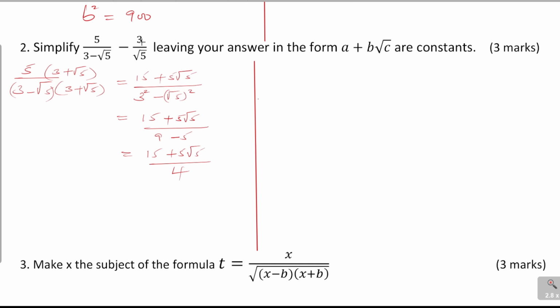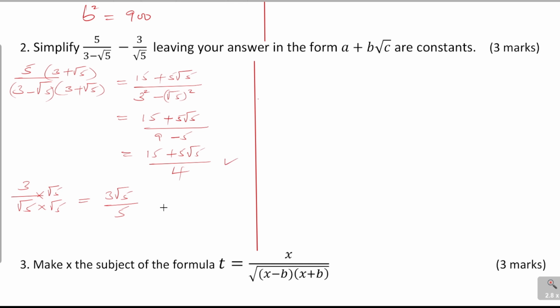Then I get 3 divided by root of 5. Also simplify this and do the same. I'll rationalize the denominator by multiplying both the numerator and the denominator by root of 5. This gives 3 times root 5. You get 3 root 5 divided by root 5 times root 5 is root 25, which is 5.